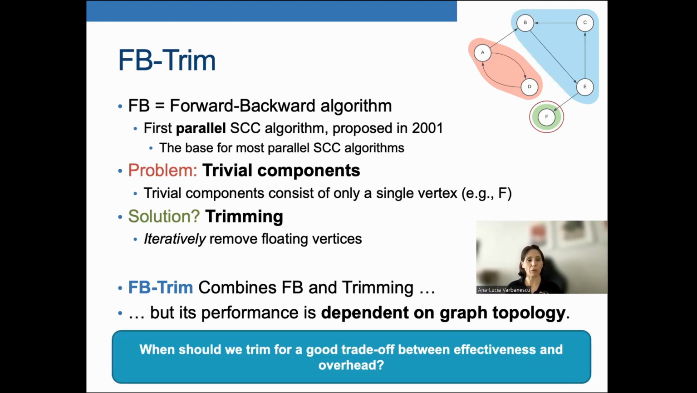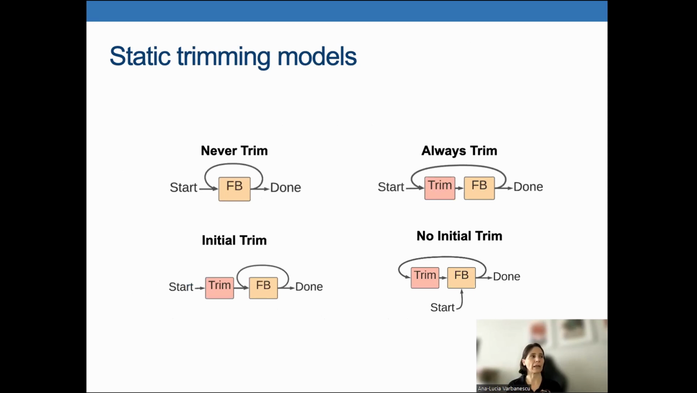So the question that we had here was effectively, can we come up with some form of a model that would predict when to trim, so when in the process of applying the forward-backward algorithm, we should be trimming for these trivial components. So based on the literature and based on our own observations from an empirical analysis of performance, we have found out there are 4 different ways of, let's say, statically trimming. So what do we mean by this? It means we do not take the topology into account in any way, but simply we have 4 different strategies.